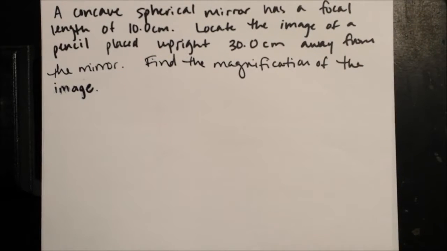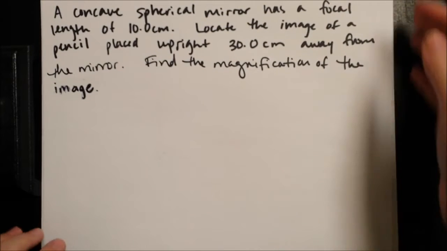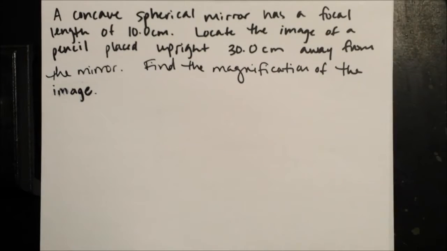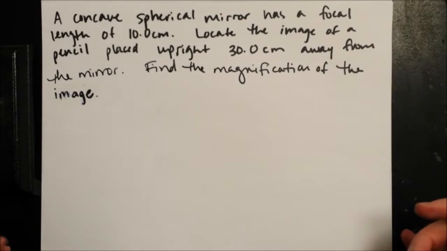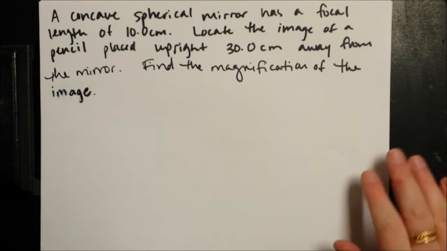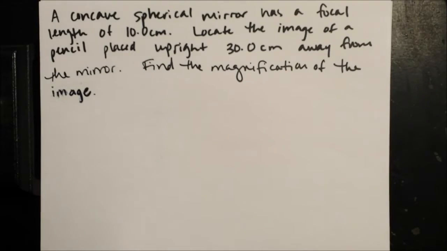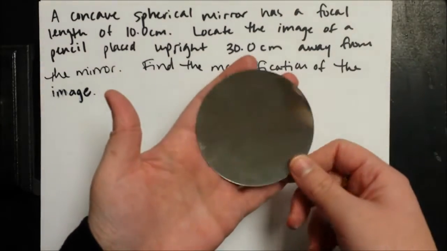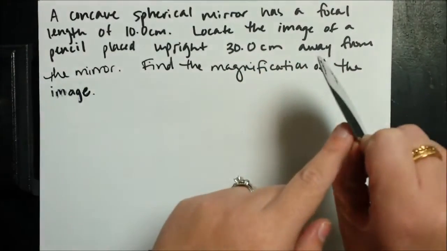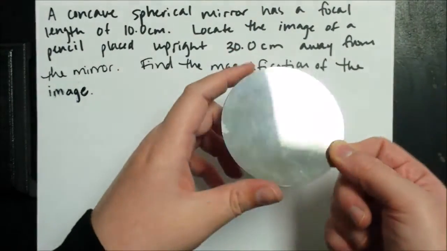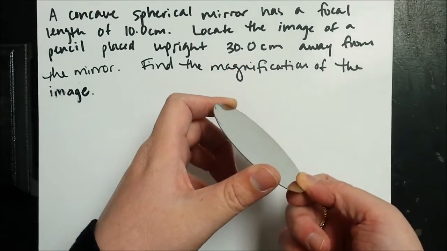Okie dokie, so we are going to be drawing a ray diagram to help us visualize the math that we're going to do in this problem. So the situation here is that we've got a concave spherical mirror, which, let me go ahead and show you that. It looks like this. If you notice how this mirror is bowl shaped, we're going to be looking at the inside surface of that as our concave mirror.